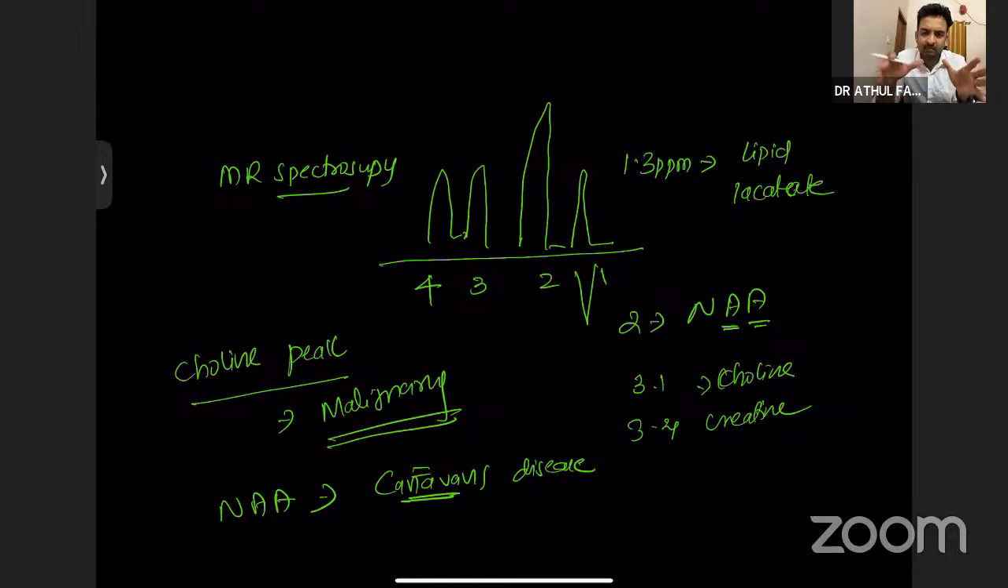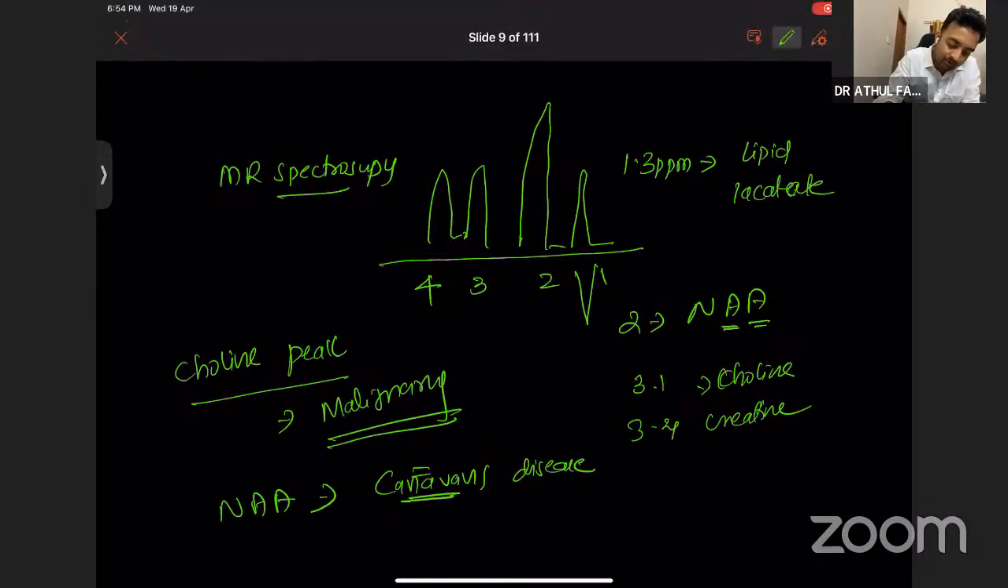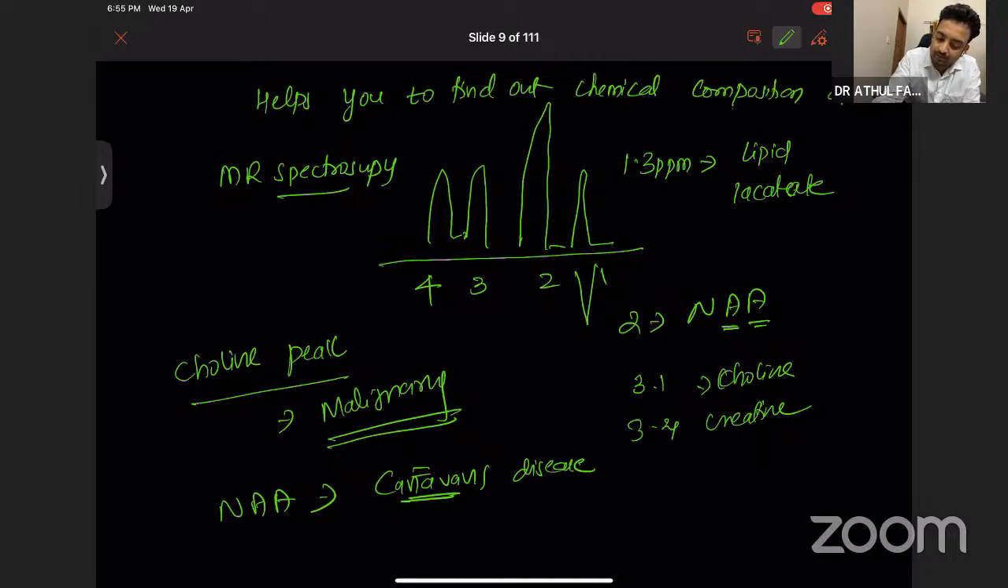Spectroscopy is an MRI sequence that helps you find out the component of the lesion. It helps you find out the chemical composition of the lesion. So without doing a biopsy, without going into the brain, we will be able to find out what content is seen within the lesion.